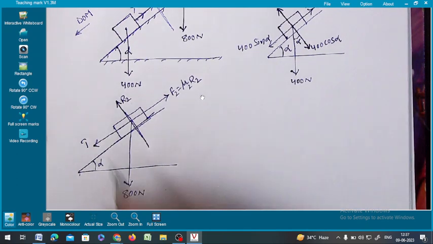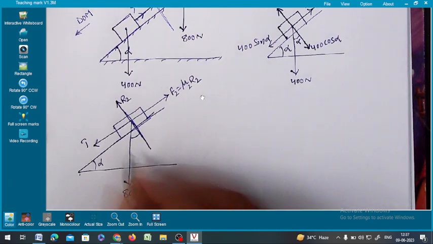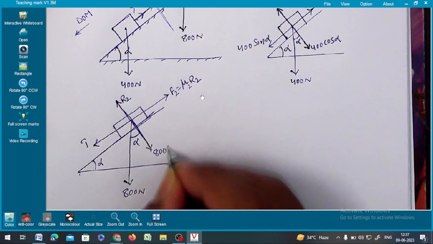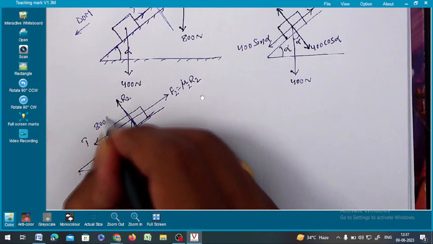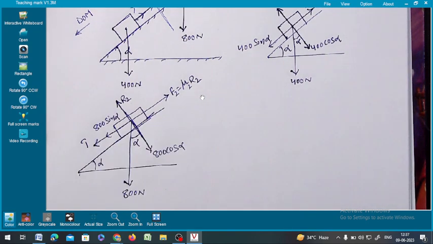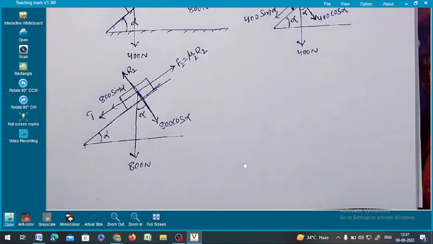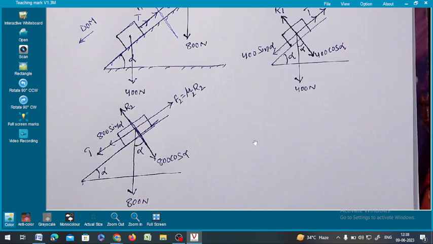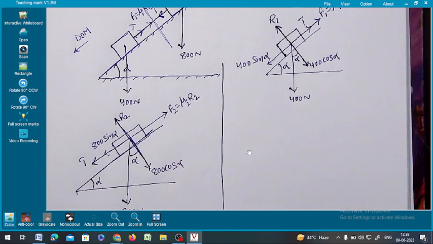Okay. If this is alpha, what is this angle? Alpha. What is this? 800 cos alpha. What is this? 800 sin alpha. All of you please answer, okay, when not one or two, then you'll get confidence. In every problem we are doing the same thing. Any other forces? No.